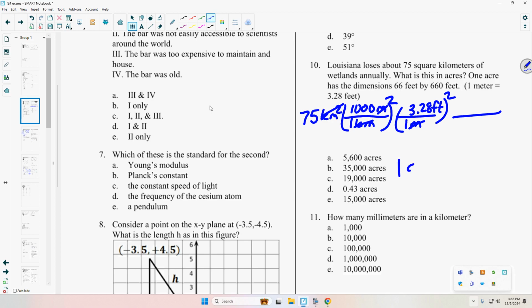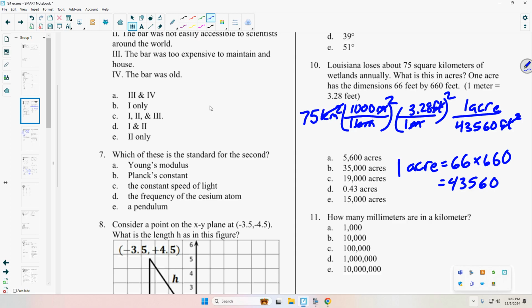I like to say that 1 acre, I just sort of do this on the side, is 66 by 660, which is 43,560. I keep all sig figs because it's a conversion factor. So that's 43,560 feet squared, canceling out with these feet squared, is equivalent to 1 acre.